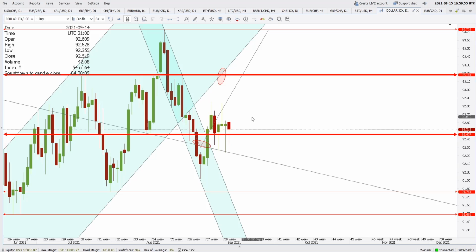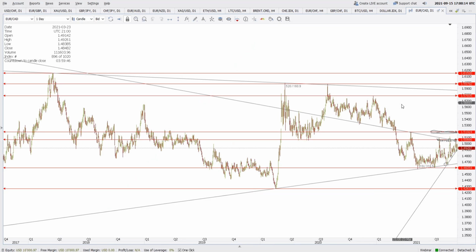On the contrary, if we see a close below 92.45, then this falling trend line will definitely be acting as a support in the coming days, but see, it is decreasing in value every day. So there is a possibility of 91.76 and 91.48 soon in this market if we see a close below 92.45.